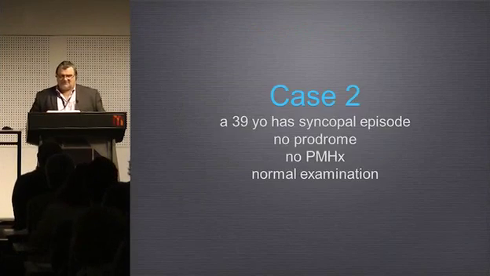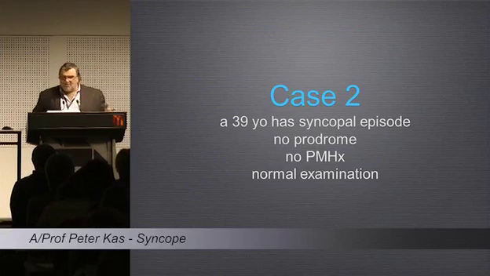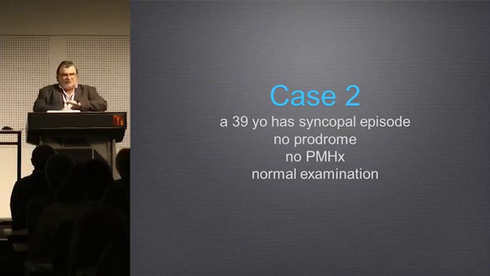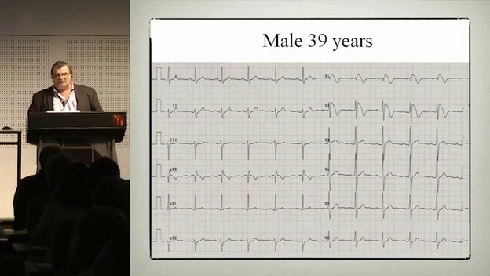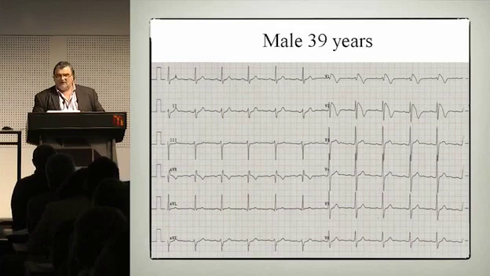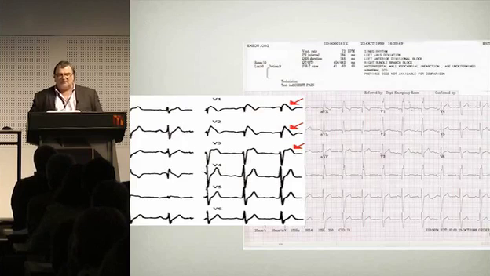So QT prolongation's fine. Case 2, 39-year-old, has a syncopal episode, no prodrome, no past history, normal examination. ECG, diagnosis. Brugada syndrome. Well done. So Brugada syndrome, that slippery, slidey curve in the anterior leads. There's a couple of types of this, but this is the one that we tend to see a lot of. And when you see that sort of right bundle branch block with a slippery, slidey curve, be very concerned. That's what tends to happen to it.